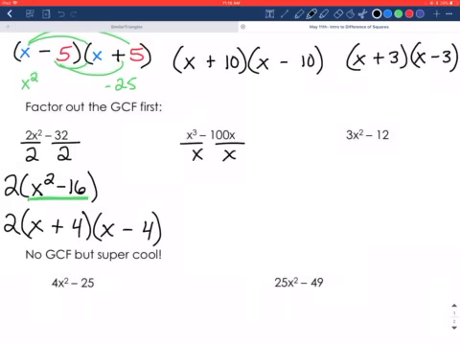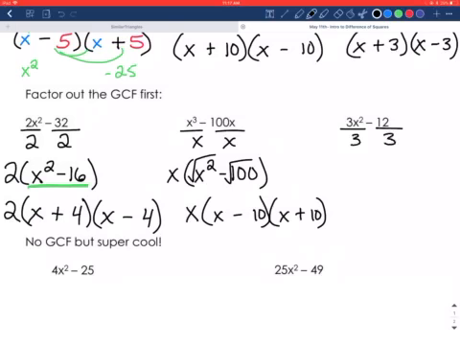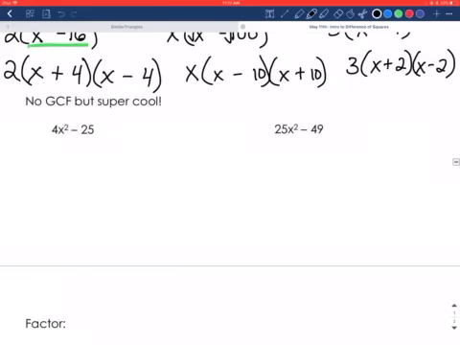For this one, we will have x as our GCF. That comes out front, and we divide. That'll leave us with our difference of squares, x squared minus 100, just like one we had before. So we set up our two sets of parentheses. The square root of x squared is x, that goes in the front. The square root of 100 is 10, that goes in the back. Minus plus, plus minus does not matter. Lastly, over here, we divide both of these by 3 as our GCF. That'll leave us with x squared minus 4, and that is our difference of squares. X goes in the front, 2 goes at the back, minus plus.